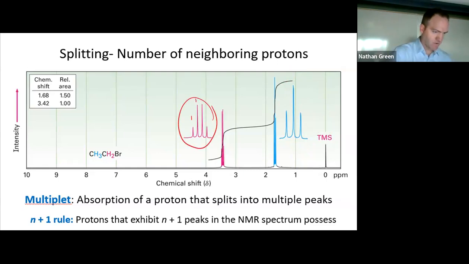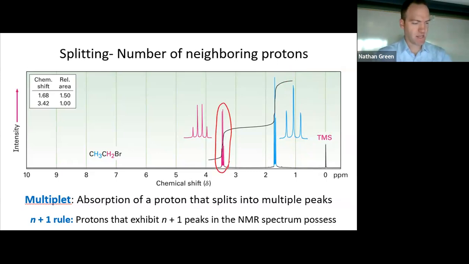Now, some things that I want us to be familiar with. I'm going to show you some really ugly splitting patterns, because this is laid out really nicely, but I need you to be able to tell this is a quartet from this monstrosity. And same thing here. I need you to be able to look at this signal and tell me that it's a triplet, because you won't always see these things really nicely delineated and clean.